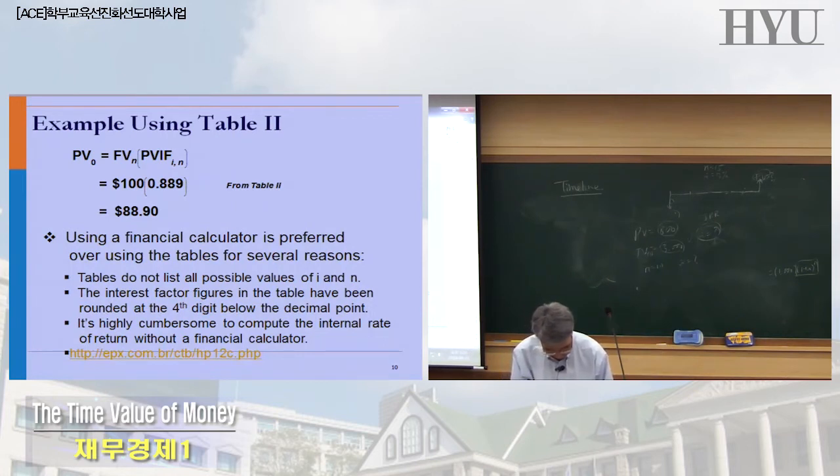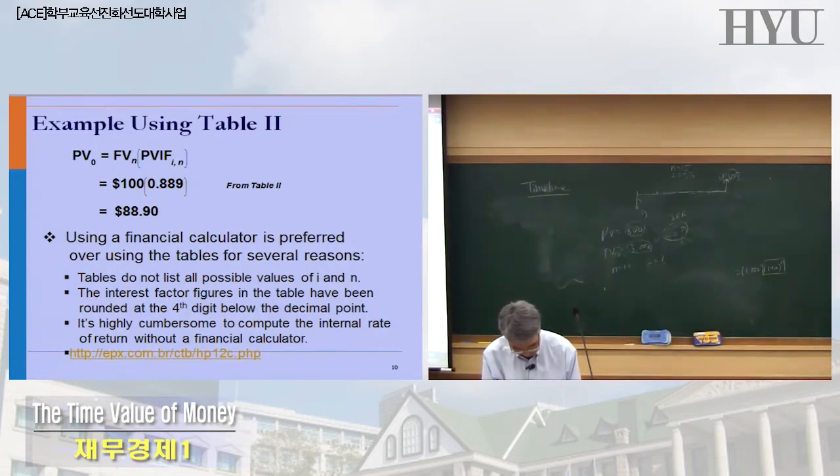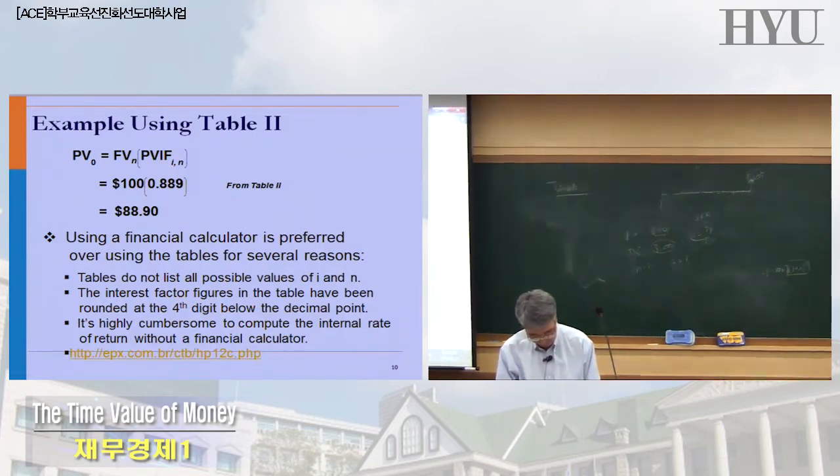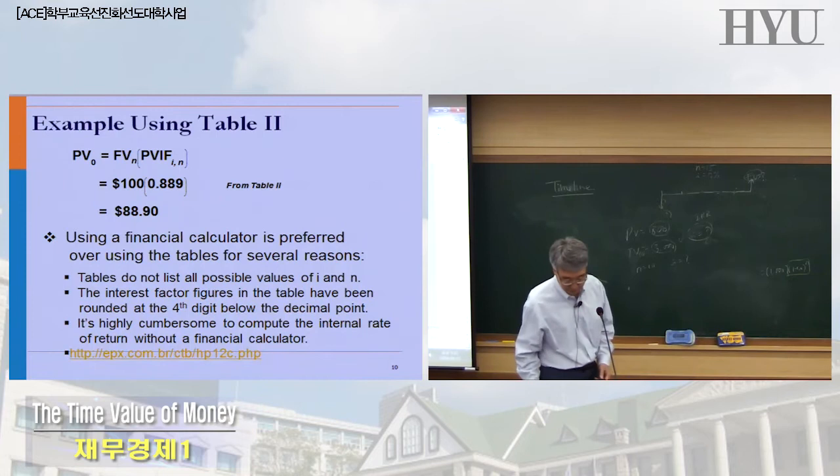On page 180, problem number 5. How much will $1,000 deposited in a savings account, earning a compound annual interest rate of 6%, be worth at the end of the following number of years? Okay. How about 3 years, 5 years, 10 years, let's say.